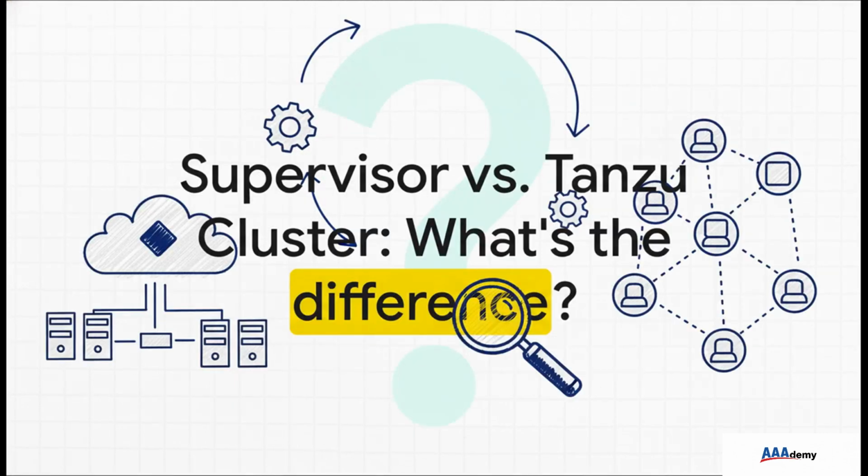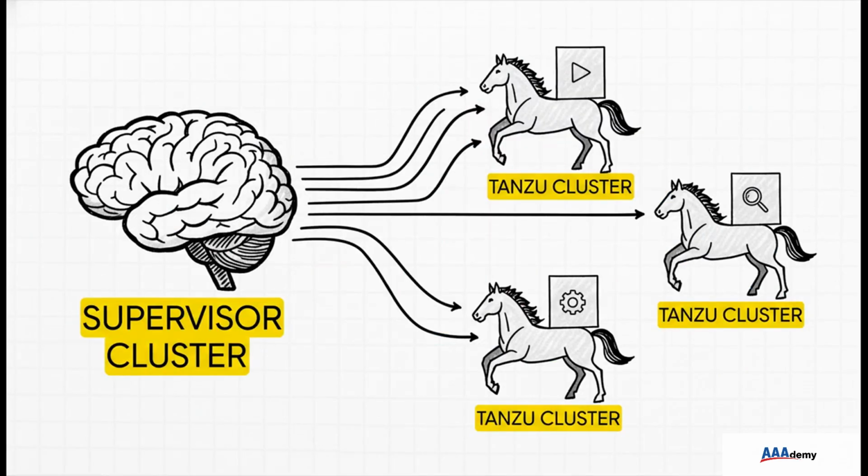Okay, let's look at a concrete example of the kind of deep knowledge we're talking about here. An architect needs to know, without even blinking, what's the fundamental difference between a supervisor cluster and a Tanzu Kubernetes cluster. And this is not a surface-level question. And the answer actually reveals a core architectural principle. The supervisor cluster is the brain. It's the central control plane built right into vSphere. The Tanzu clusters? That's where all the work actually gets done. That's where your applications live and run. Getting that distinction is absolutely fundamental.